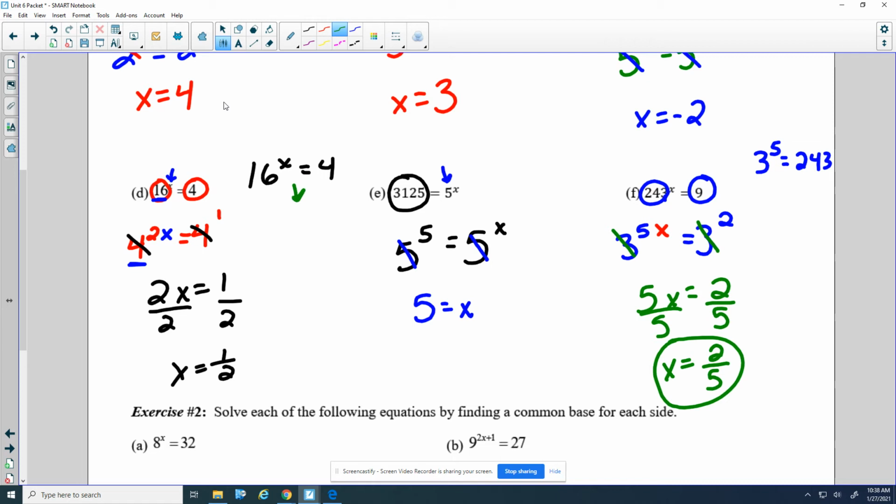Now, looking back over at D, I just want to show this quickly. I could have done that with D because 16 and 4 are also both powers of 2. So if I wrote 16 as 2 to the 4th and 4 as 2 squared, that also would have worked because 16 and 4 are powers of 2. They're also powers of 4, which is what I used the first time. And if I solved this equation, right, divide by 4, I would get the same answer as 1/2. So sometimes in isolated situations, you have choices as to what you can use.